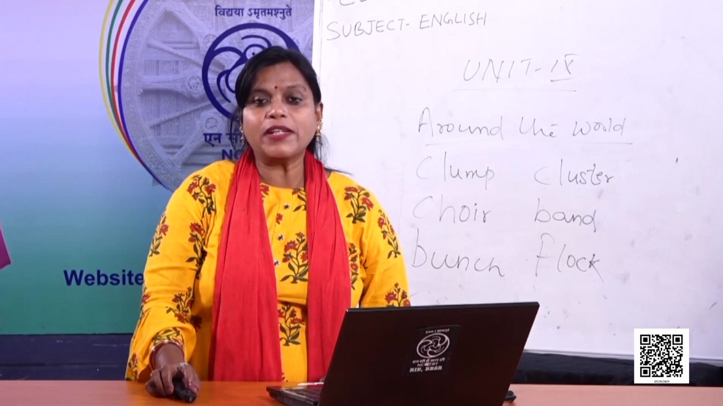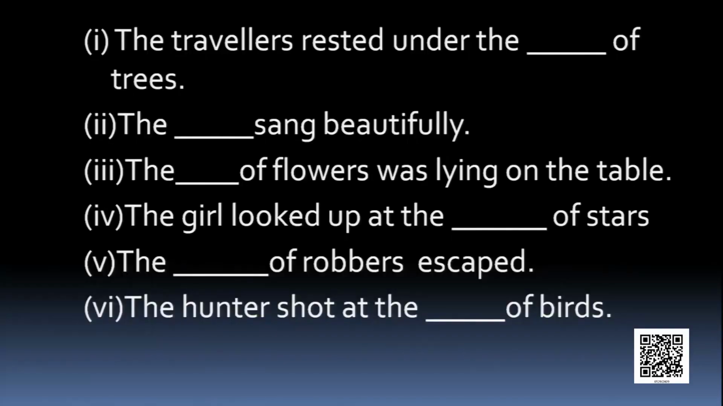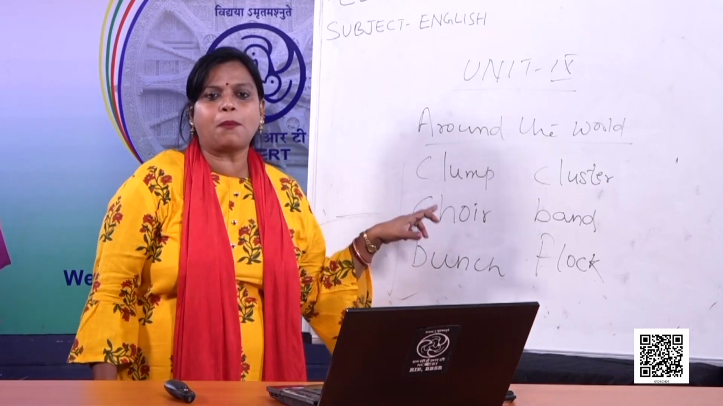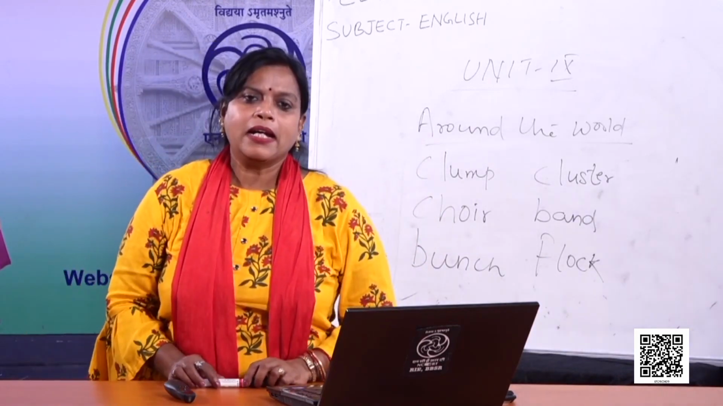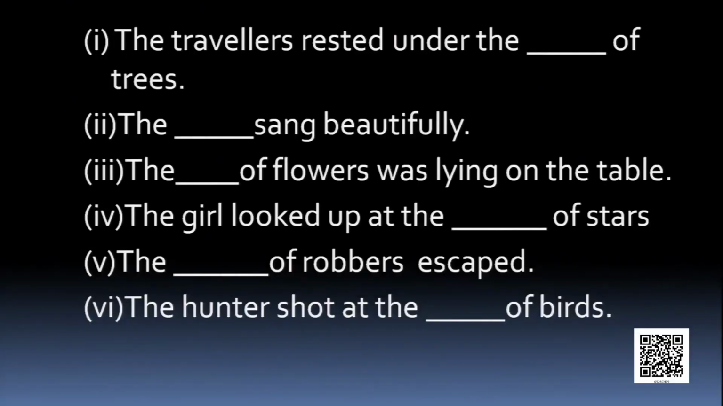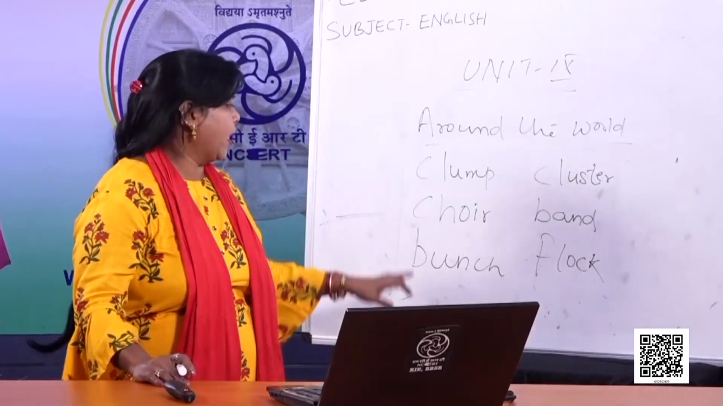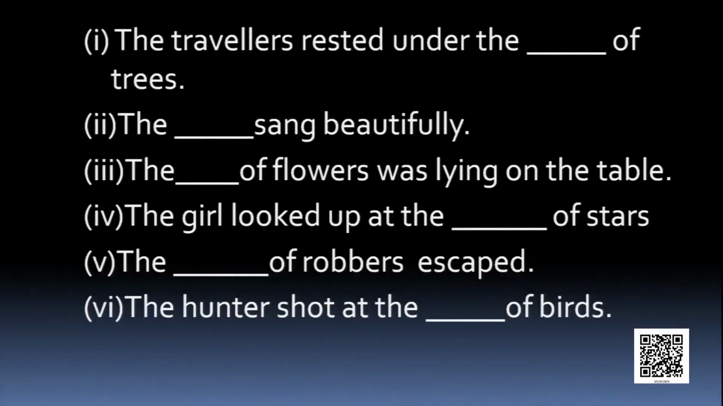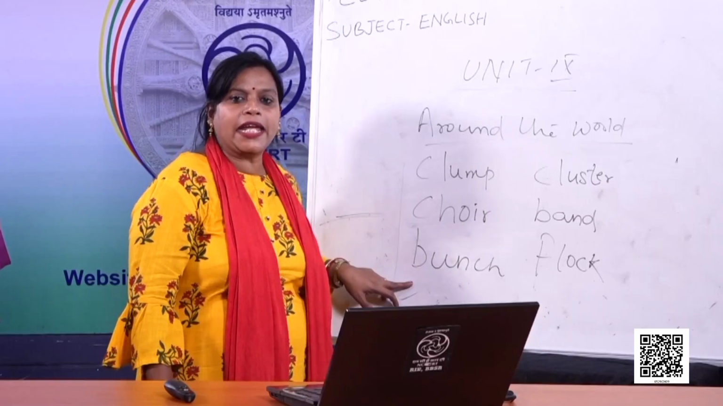Now fill the blanks with the help of these words. First bit, you see, the travelers rested under the dash of trees. What will be the answer? Yes, clump. The travelers rested under the clump of trees. Now, the second bit. The dash sang beautifully. That was choir. Good. The choir sang beautifully. Look at the third bit. The dash of flowers was lying on the table. That was bunch. The bunch of flowers was lying on the table.